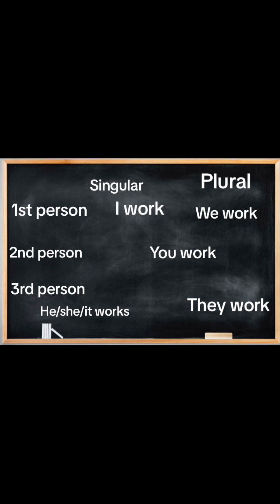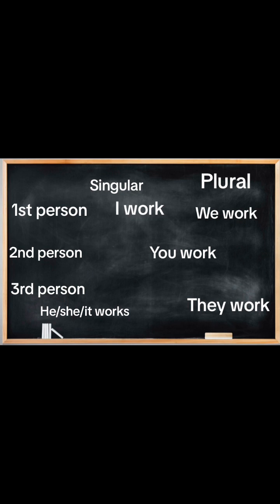Third person singular, he, she, it, works. And finally we've conjugated. He, she, it, we always add an S. Just a little reminder, he we use for boys or men. She we use for girls or women, and it we use for objects or animals where we don't know the sex.